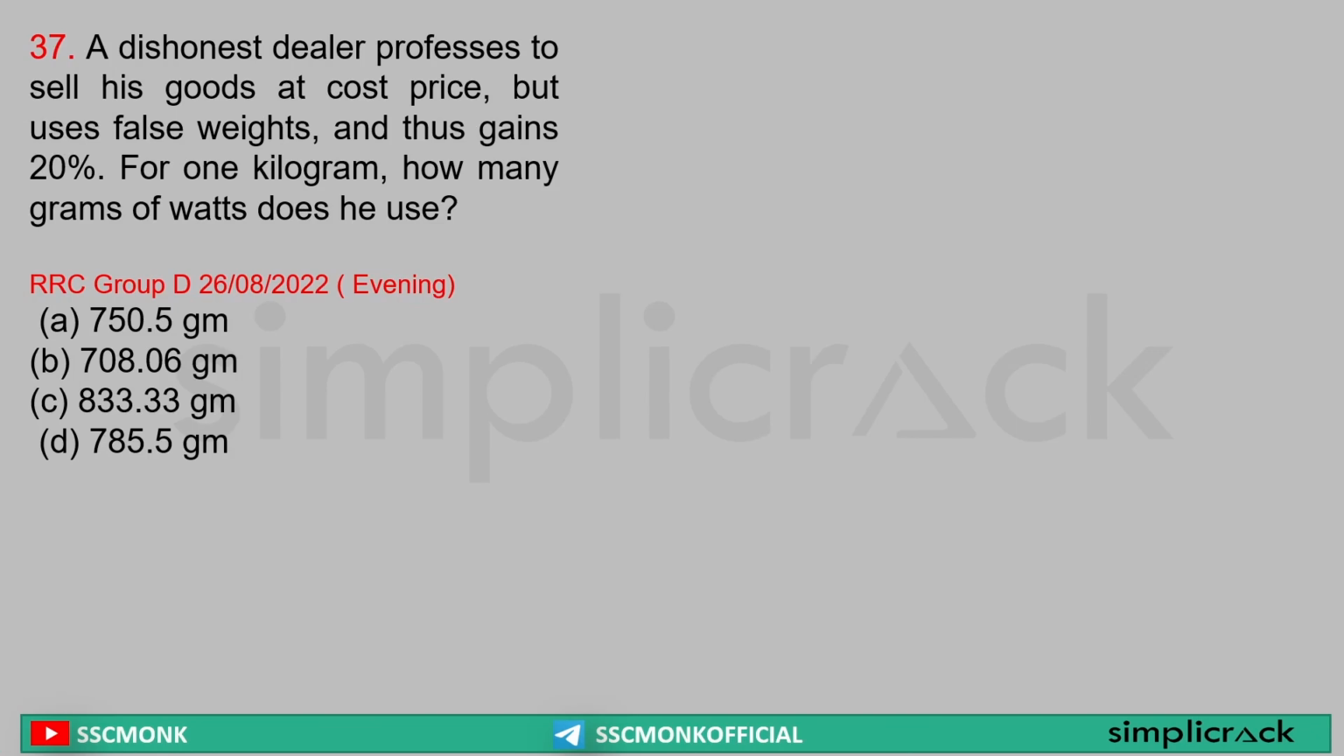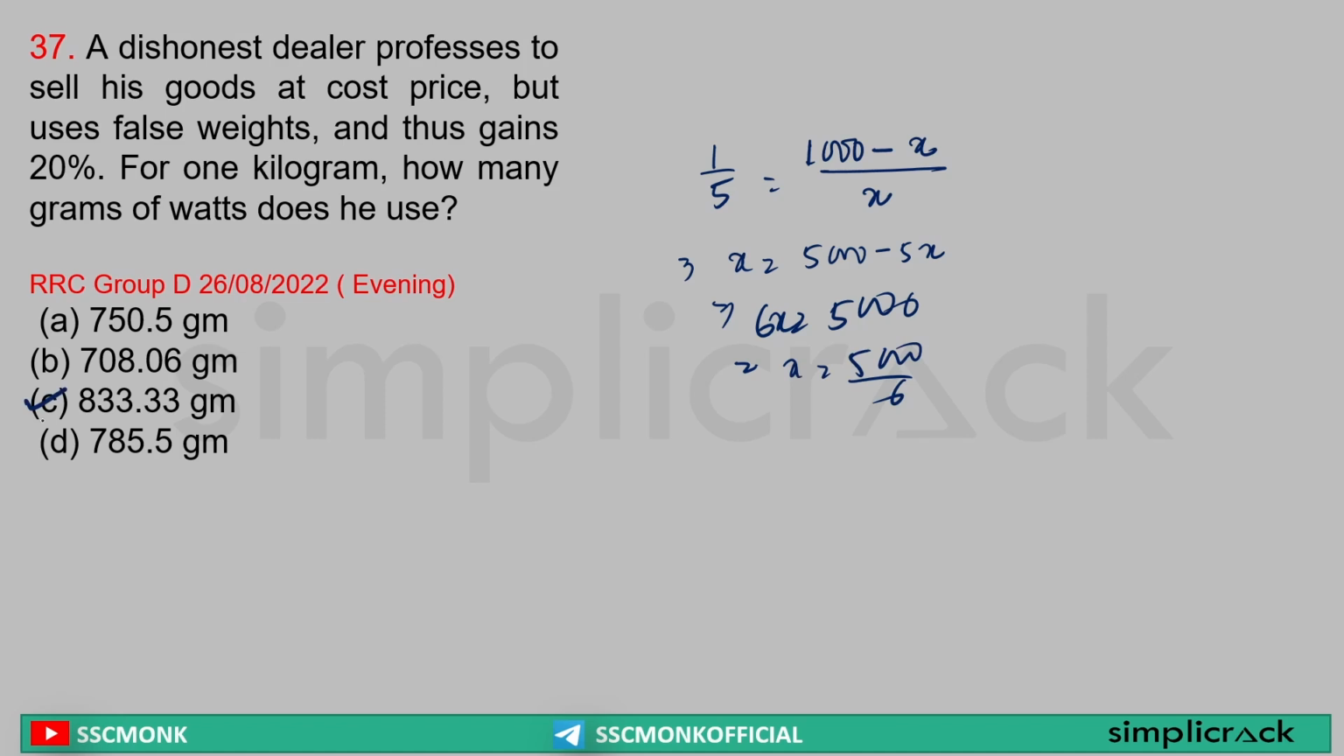A dishonest dealer professes to sell his goods at cost price but uses false weight, thus gains 20%. For 1 kilogram, how many grams of weight does he use? Now understand this. Someone is gaining 20%, which is equal to true weight 1000 minus X by X. 20% can also be written as 1 by 5. So this can be written as 5000 minus 5x is equal to x, so 5x plus x is equal to 6x is equal to 5000. So x value is equal to 5000 by 6, that is equal to 833.33 gram.